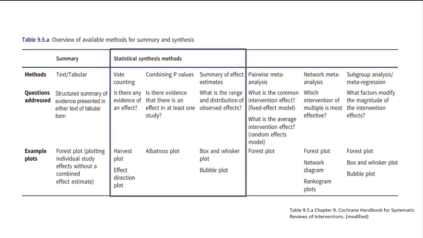So Chapter 9 of the handbook sets out the array of synthesis methods that are possible in this table. And what we can see over here is what we call the preferred methods, where we have meta-analysis, network meta-analysis, and so forth. But where we're not able to apply those methods, we need to consider other statistical synthesis methods, which are acceptable but don't provide us with quite as much information. These include vote counting, combining p-values, and summary of effect estimates. And I'm going to show you a little bit more about this throughout this presentation.